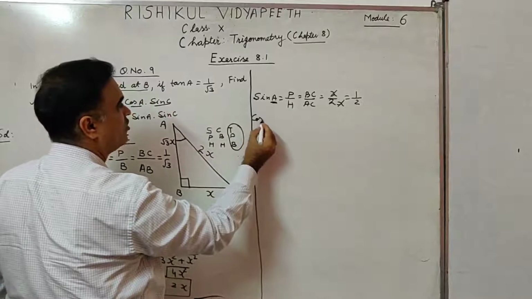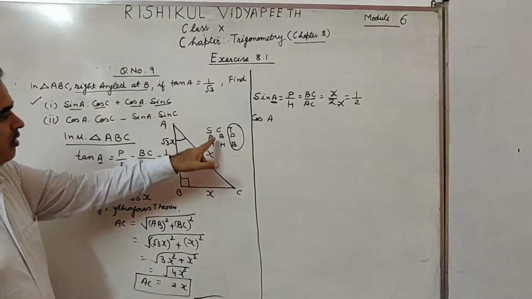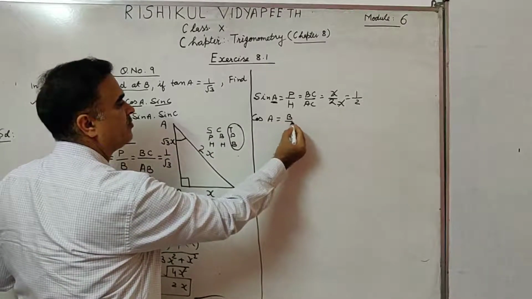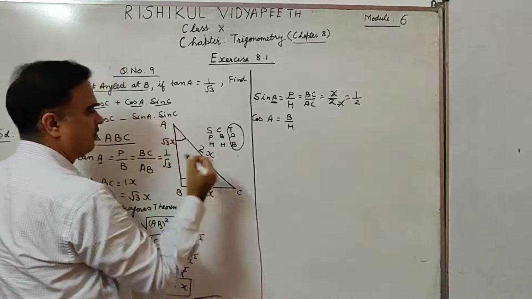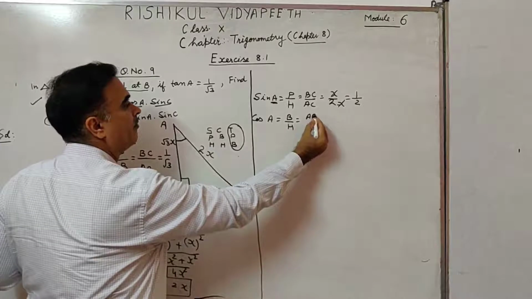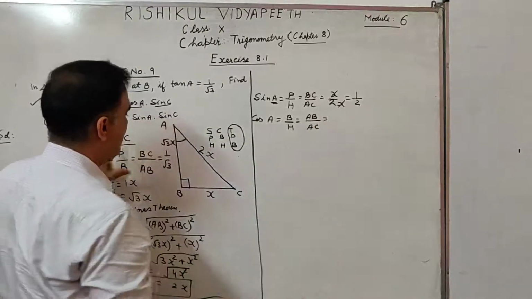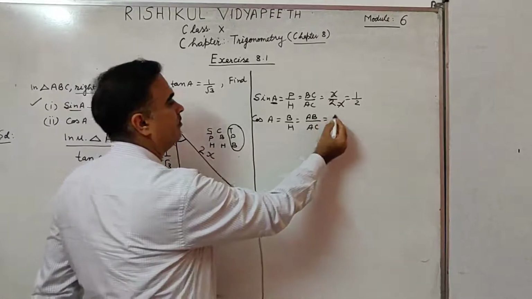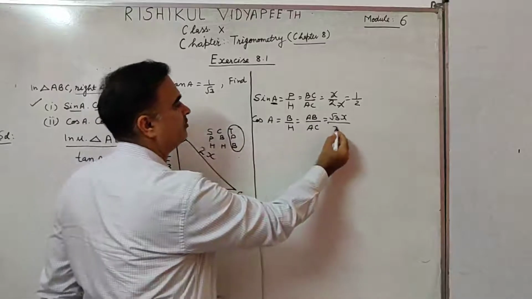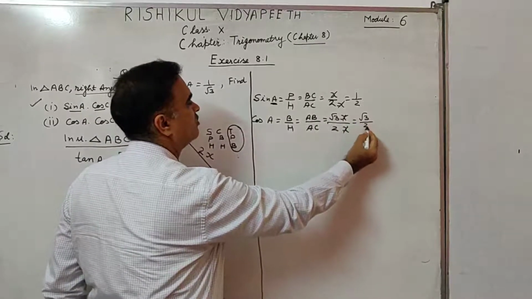In the same way we can write cos A, because we require cos A also. Cos is B by H. What is base now? You understood now. It is AB upon AC. What is AB? AB is root 3 x. What is AC? It is 2x. It is root 3 by 2.